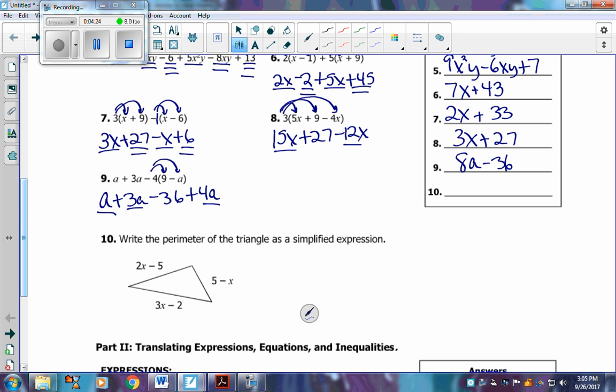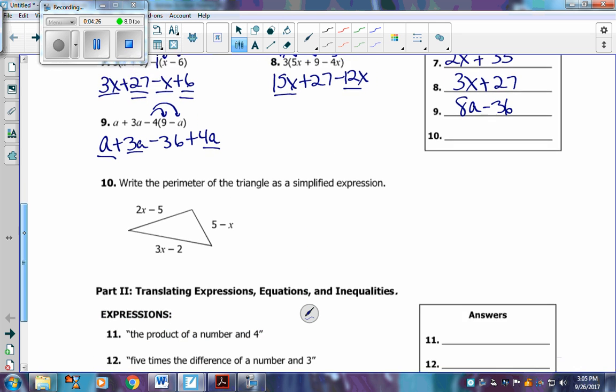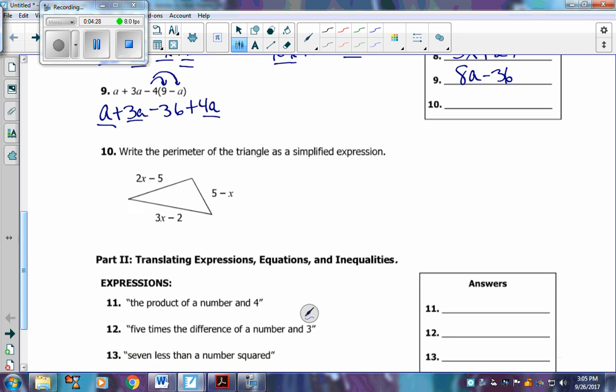Okay, the perimeter of the triangle is to add together all 3 sides. So I have 2x minus 5 plus 5 minus x plus 3x minus 2. 2x, negative x, and 3x, that's going to give you 4x. Negative 5, positive 5, and negative 2 give you negative 2. So that's 4x minus 2.